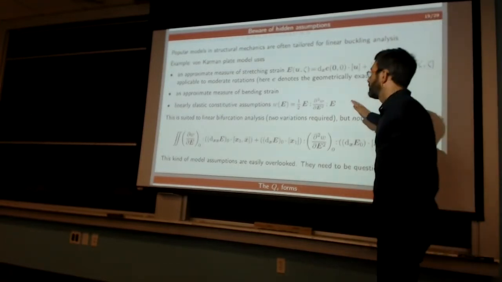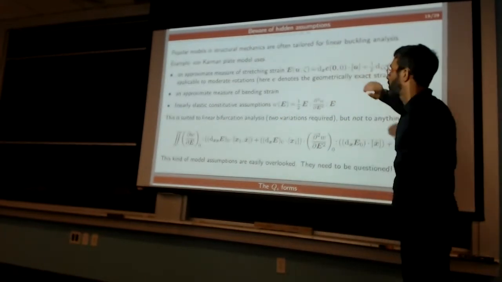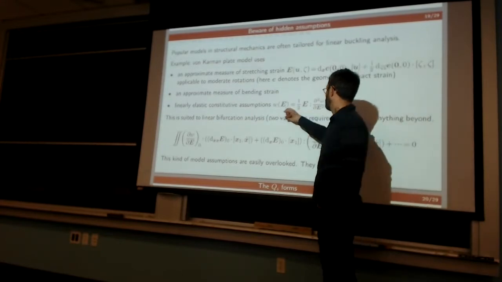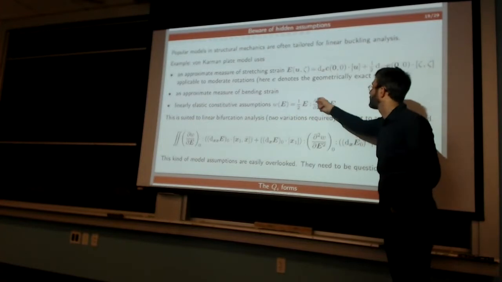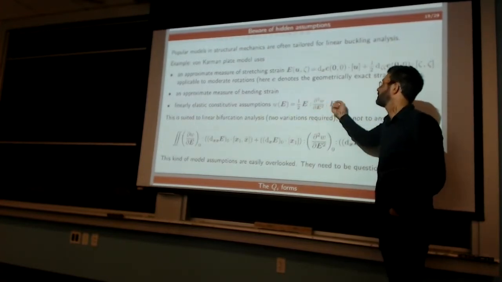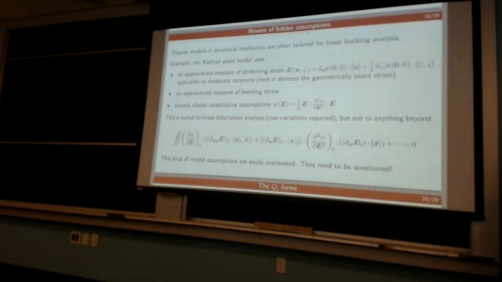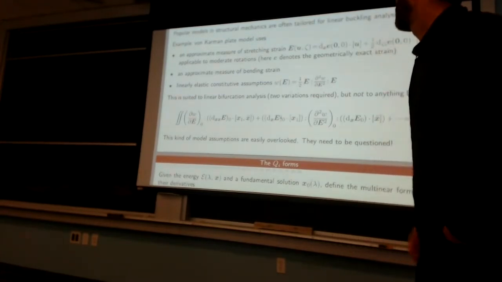Okay, there's also an approximate measure of bending strain. I'm not going to speak about that, but it's essentially the same problem here. And also, typically, a von Karman plate would use linearly elastic constitutive assumptions. So that would be your constant elasticity coefficients, and your energy is quadratic. So that's okay. All these assumptions are okay for bifurcation analysis.